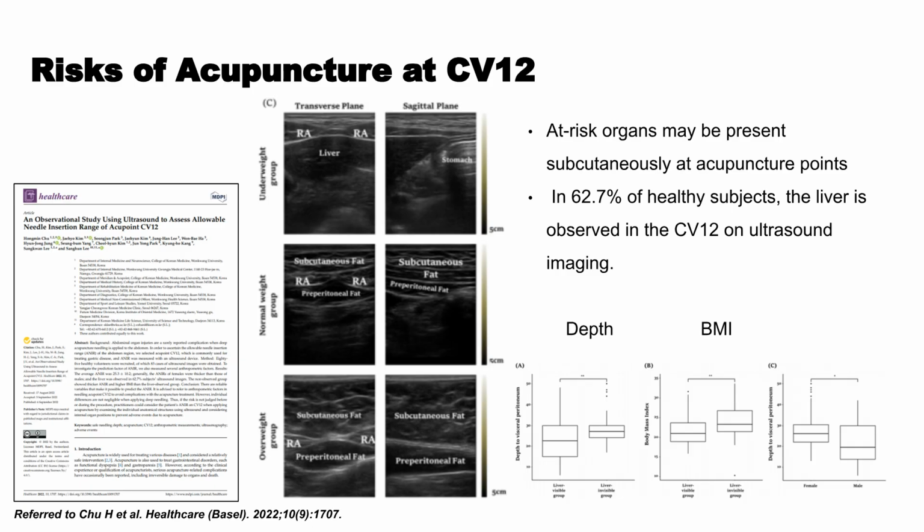Let's look at the abdomen. CV12 is a common acupoint for digestive symptoms like stomachache. Historically, many clinicians assumed needling here was a direct stimulation of the stomach in the abdominal cavity. However, recent research has shown a high risk of damaging visceral organs. In 62.7% of healthy subjects, the liver is observed right at the CV12 site on ultrasound imaging. This demonstrates that we must consider needling CV12 as a risk factor for damage to abdominal organs and prioritize treating the patient's individual digestive symptoms safely.